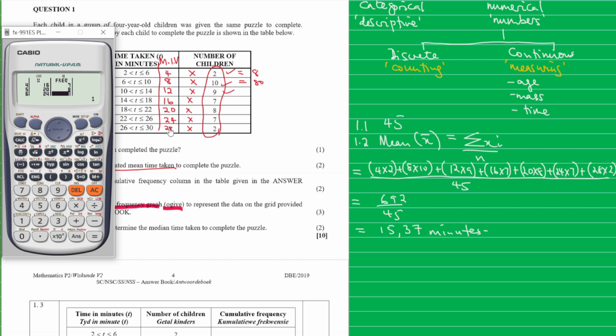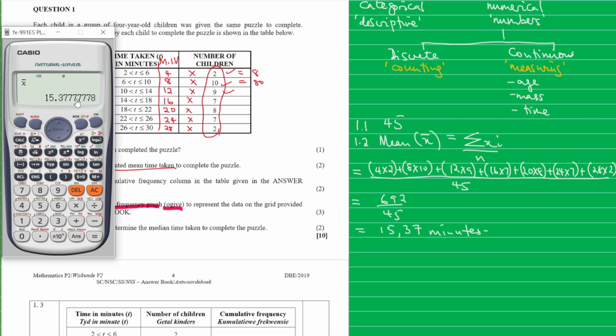So 20 with 8, and then 24 with 7, 7 equals, and then 2 equals. Right, so our entries are done. Then you press AC, and then we go shift 1 to access the statistical mode. So under 4, variables, I guess that stands for variables 4, and then we need our X bar. I choose 2, and this I'll get 15.37, which is the same answer that we got here.